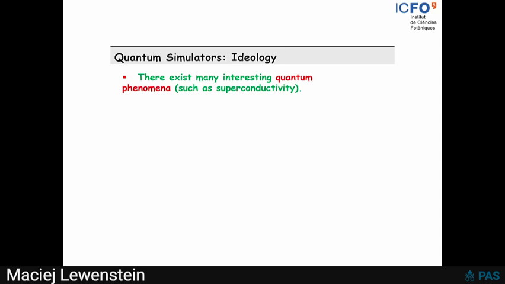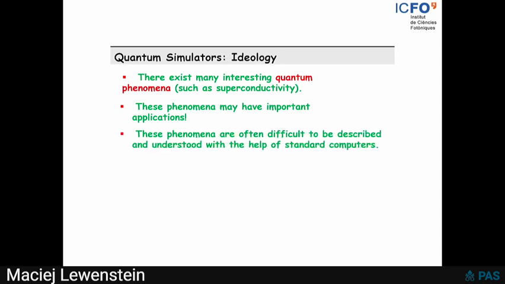There exist many interesting quantum phenomena like superconductivity and many others. They have important applications. They are often difficult to describe or understand with the help of standard, classical computers. Normally, there are no rigorous proofs that they are NP-hard, or very rarely there are rigorous proofs. But every sane physicist believes it is the case.